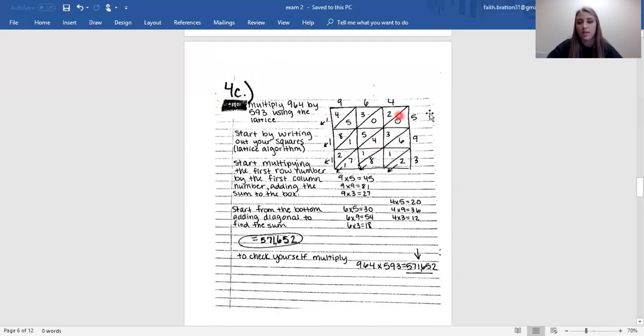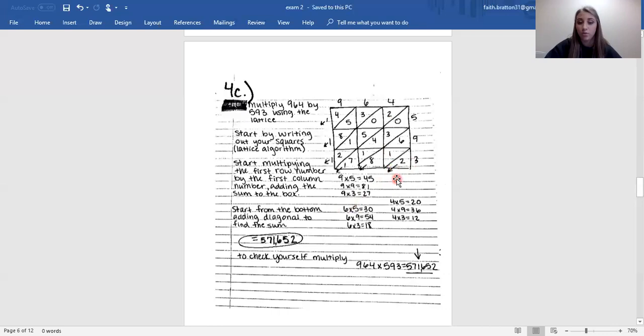For C, you do the same exact thing. You write out your squares, start multiplying the first number by the first one on this side and go down. So 9 times 5, 45. 9 times 9, 81. 9 times 3, 27. 6 times 5, 6 times 9. 6 times 3, 6 times 4. 6 times 9, 6 times 3.